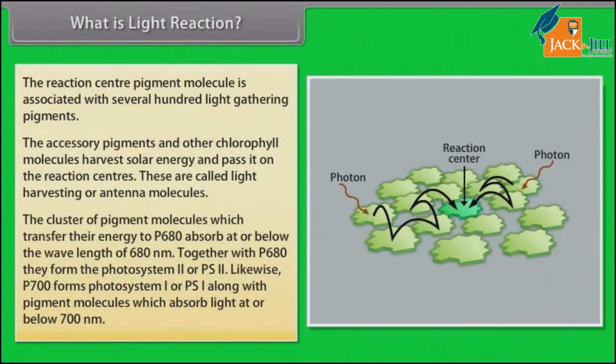The cluster of pigment molecules which transfer their energy to P680 absorb at or below the wavelength of 680 nm. Together with P680, they form photosystem 2 or PS2. Likewise, P700 forms photosystem 1 or PS1 along with pigment molecules which absorb light at or below 700 nm.